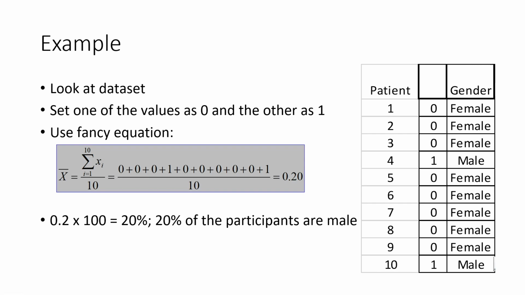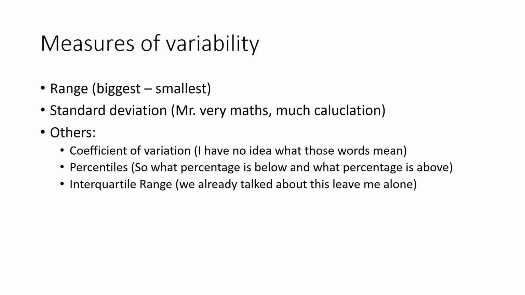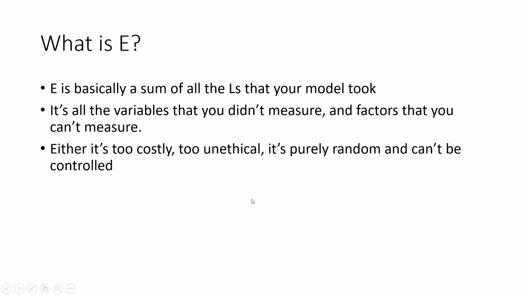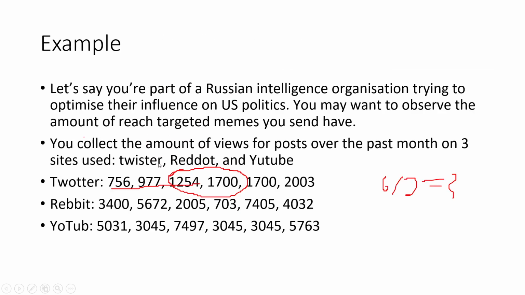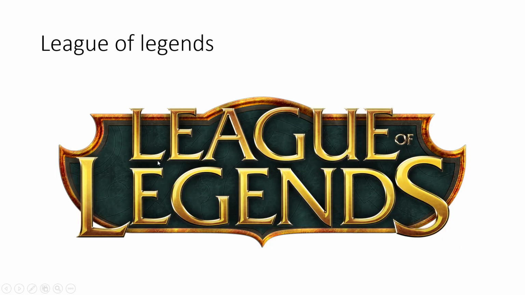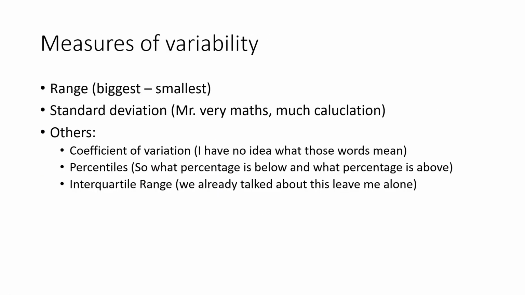Okay? Pretty straightforward stuff. All right, so the second statistic that we talked about all the way up here is measure of variation. Now, we have a couple of ways to measure variation or variability. The first one we could look at is range, which is where you take the biggest value and the smallest value and find the difference between them. So basically, biggest minus smallest.